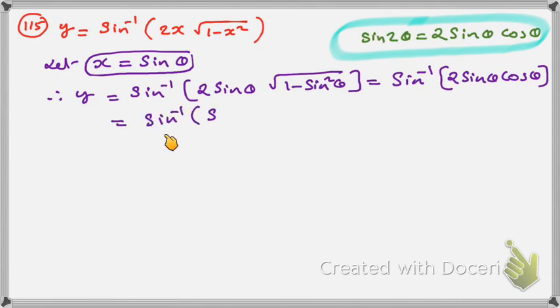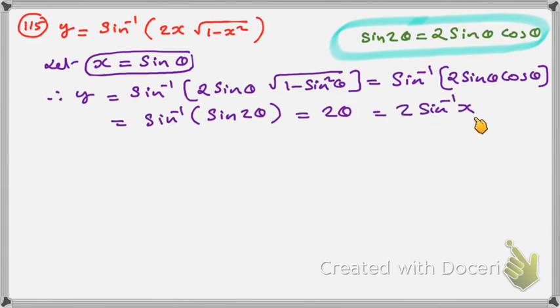So I'll get it as sine inverse of sine 2 theta. Now sine inverse and sine will cancel, which will give me just 2 theta. And then I need to replace theta by its value. What is theta? Go back and see here. X is equal to sine theta, which means theta would be, shifting sine to the other side, sine inverse of x. So this is going to be 2 times sine inverse of x.